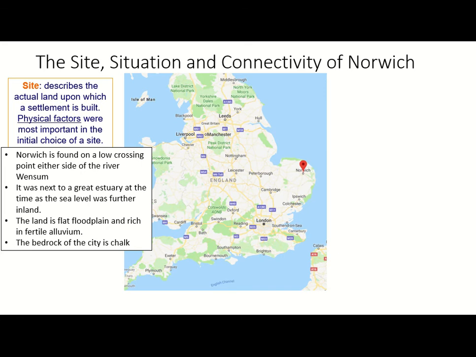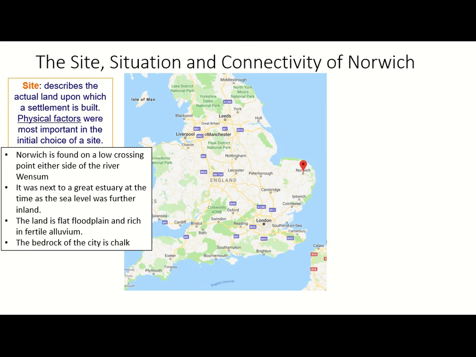The land is a very flat floodplain, so the area around Norwich was very rich in fertile alluvium, or essentially river deposits. Now, those river deposits mean that crops could grow really easily, and it was an easy way to grow food to feed the population of Norwich.